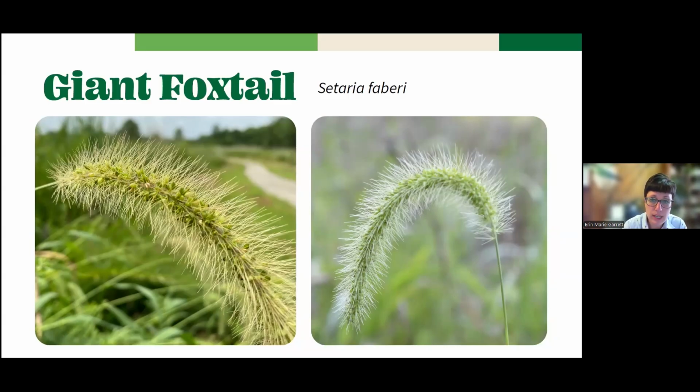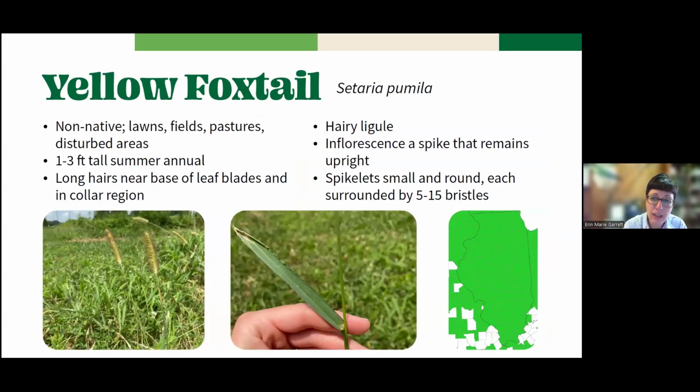We're going to switch to our second one. This one is yellow foxtail. Yellow foxtail is another non-native summer annual. This one can stay a little bit shorter, so it can get up to 3 feet tall, whereas the giant can get up to 4 feet tall. And this one we're going to find anywhere from your lawn to pastures to other disturbed areas.